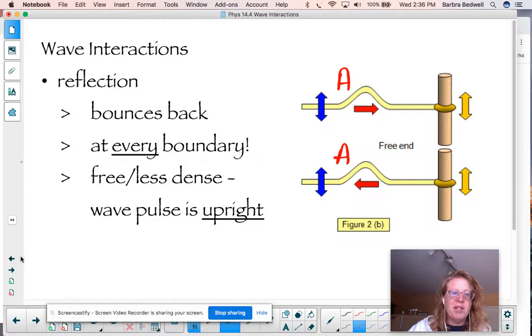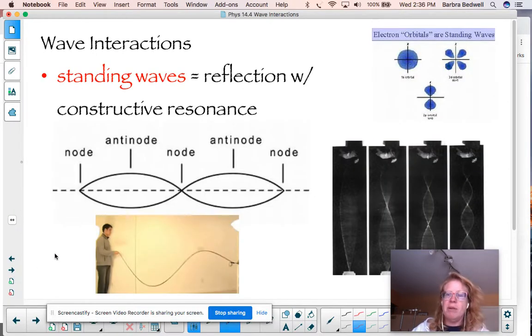So anyway, the two big ideas. Fixed boundary is inverted. If it's a soft boundary, it's going to be upright. Again, it's a little bit backwards from a lot of what students think, but the nature of the boundary itself is really important to how the reflection works. If it's a hard boundary, it's going to come back inverted.